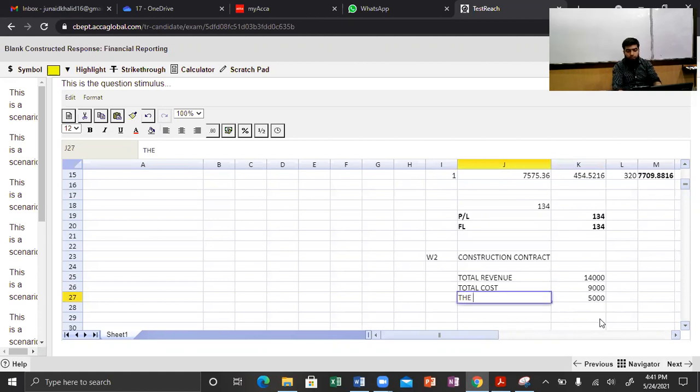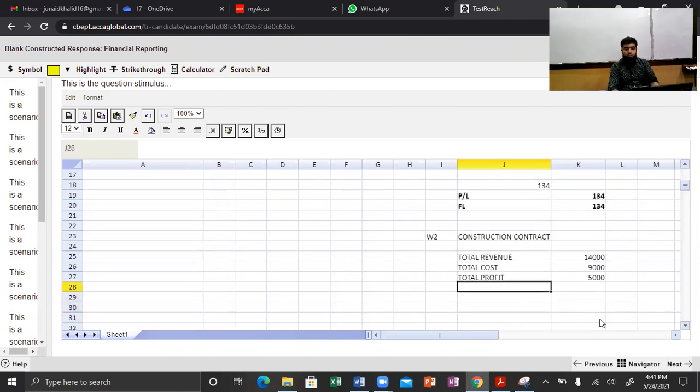Why are we going to calculate the total profit? The reason is, if the company is making a loss on this contract, then we need to account for the whole loss. As per IAS 37, it would be considered an onerous loss. But right now the company is making a profit on this contract, so we won't be recording the whole profit in the P&L. We will be recording the profit on the basis of how much of the contract is completed.